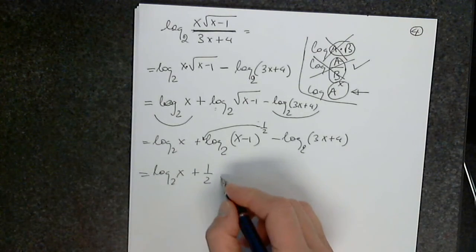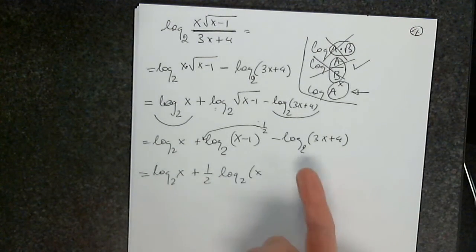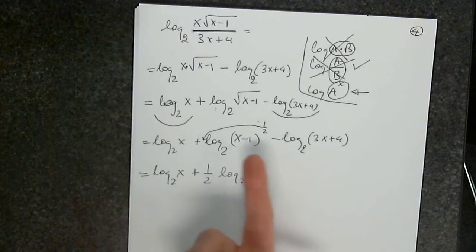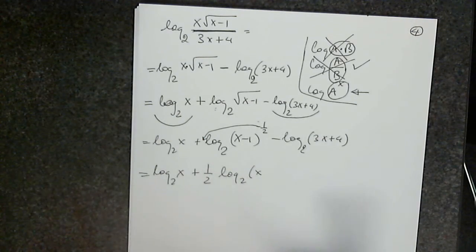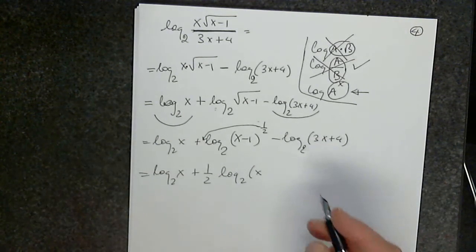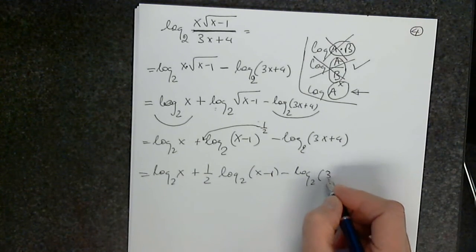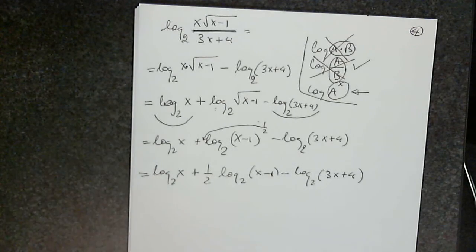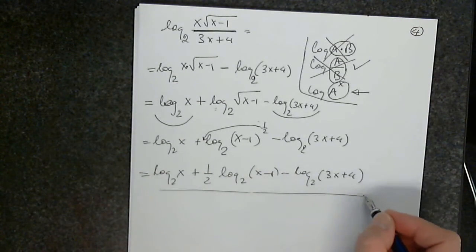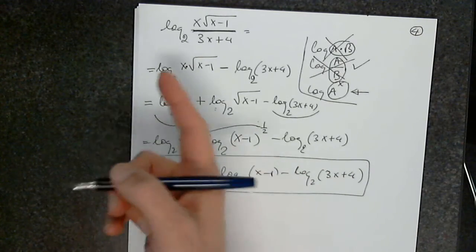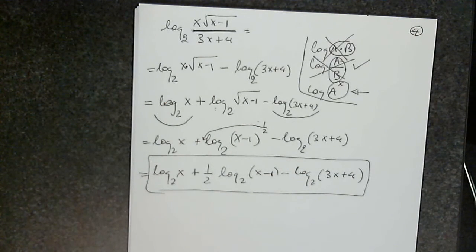Sorry. Absolutely. If they have different bases, then what I did is false. So it is 1/2 times log base 2 of x minus 1, minus log base 2 of 3x plus 4. So this is the simplified form of that log applied to a complex expression. Any questions? Okay.